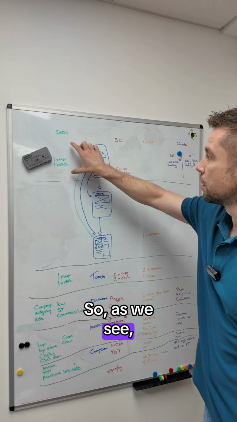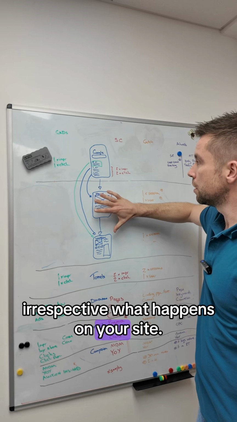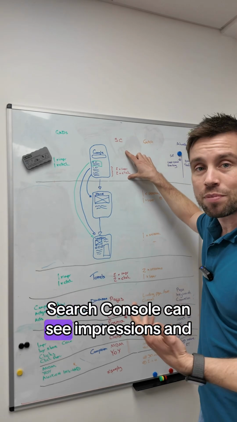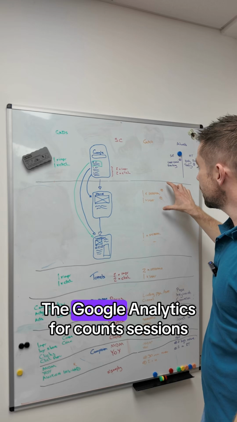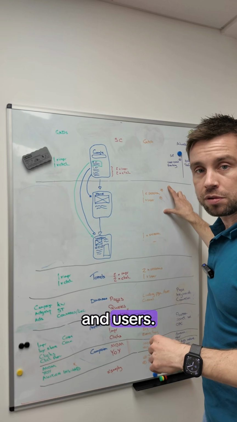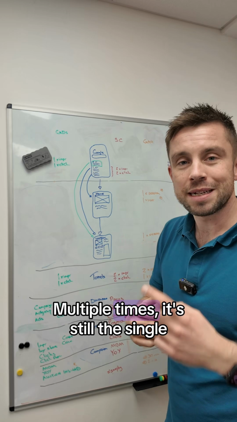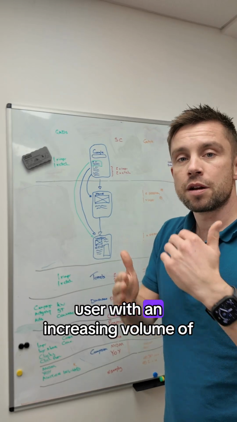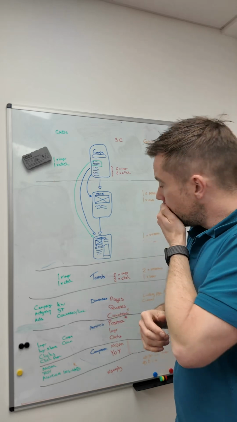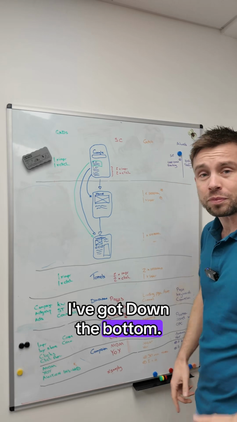So as we see, Google Ads can see an impression and a click irrespective of what happens on your site. Search Console can see impressions and clicks, but Google Analytics 4 counts sessions and users. And if that user comes back to your site multiple times, it's still the single user with an increasing volume of sessions.